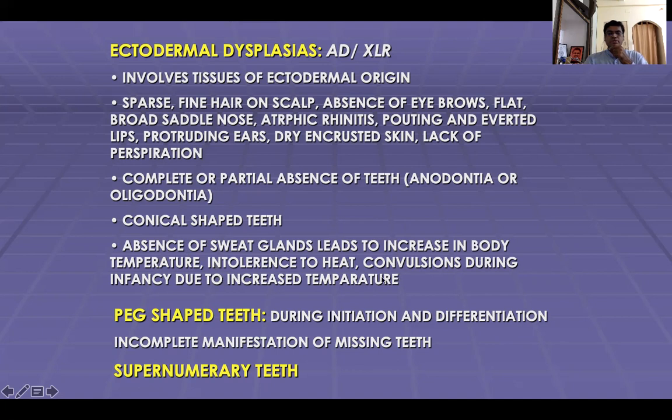Then peg-shaped teeth, it will happen during the initiation and differentiation stage of the development of teeth. Incomplete manifestation of a missing tooth, that is peg-shaped teeth. Supernumerary is increase in the number of teeth. You term it as hyperdontia also.